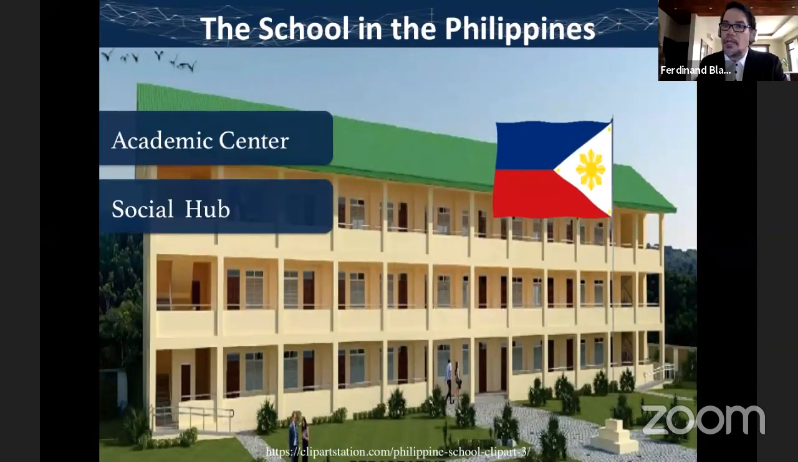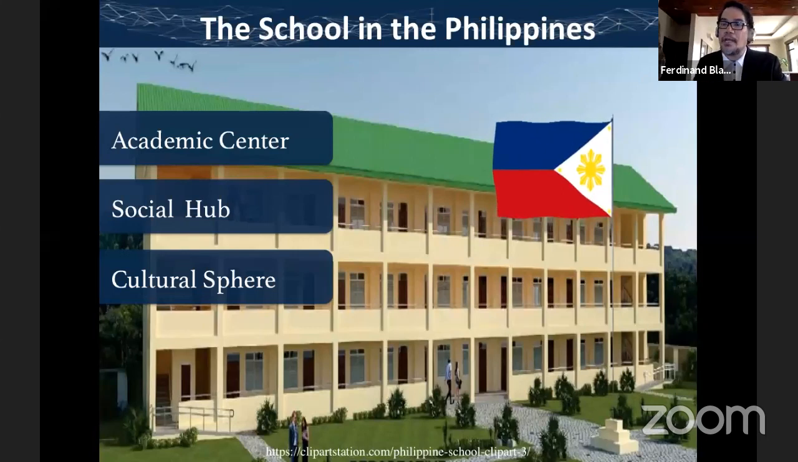Also, this is a social hub, right? The school is where probably we would meet our lifelong friends, maybe your husband and your wives during high school or even college. In a community, this is where most of the social gatherings, parties, or barangay reports would commence inside the school.